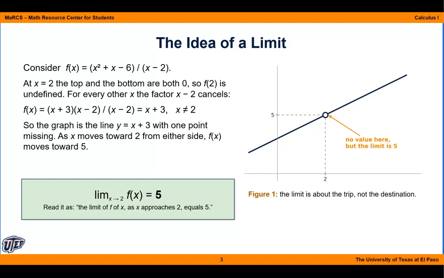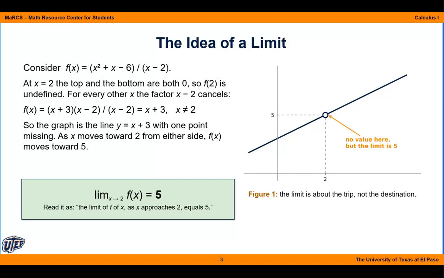Now consider what happens as the input moves closer and closer to 2. Approaching from the left, the function values move towards 5. Approaching from the right, they also move toward 5. Because the function approaches 5 from both directions, we say that the limit, as x approaches 2, is 5.